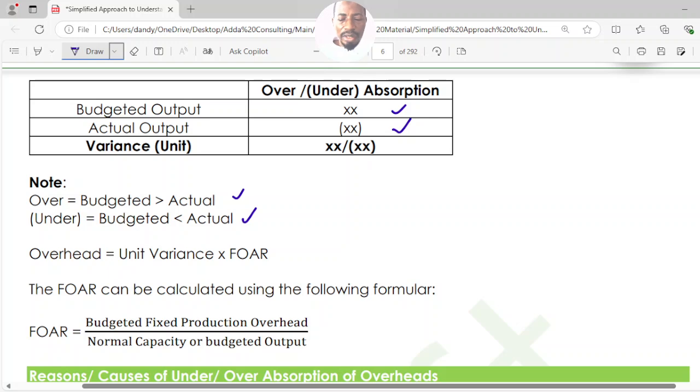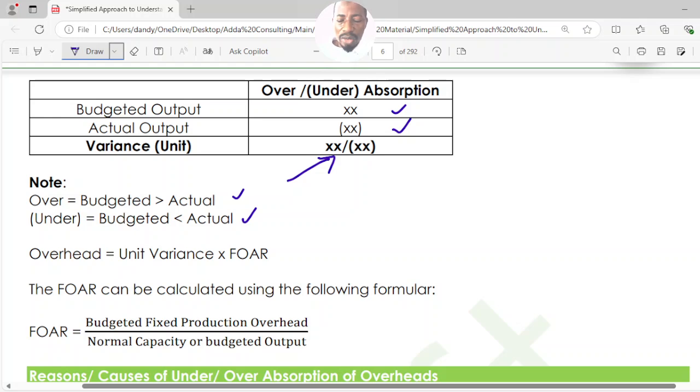So overhead, for me to now get the overhead that I'm going to use, that I'm going to adjust from the cost of goods sold, I will just multiply the variance. This is the variance that you have here. This variance multiplied by the fixed overhead absorption rate. So once I have that done, I need to go and post it.